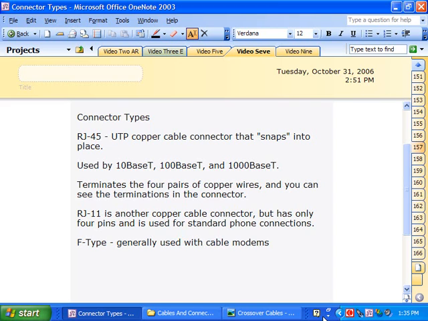But let's talk about these less common connector types. The RJ11 is another copper cable connector, but it has only 4 pins, and it's used for standard phone connections. So it's good to know what that is, but it's not something that we would use in a network. An F-type connector, I really don't see many of these anymore, but they're generally used with cable modems.